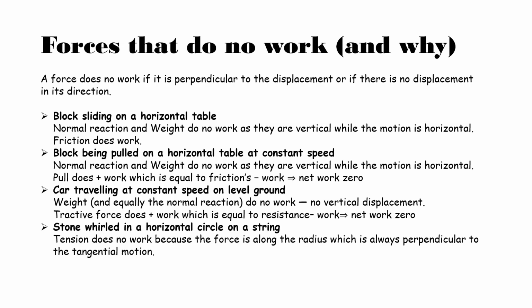Now imagine a stone that's whirled in a horizontal circle on a string. Tension does no work because the force is along the radius. That's our centripetal force, so if you've studied circular motion already, that's something you're familiar with. The movement is always perpendicular to that radius, so it's tangential. What that means is that tension does no work because the force is always perpendicular to the motion.